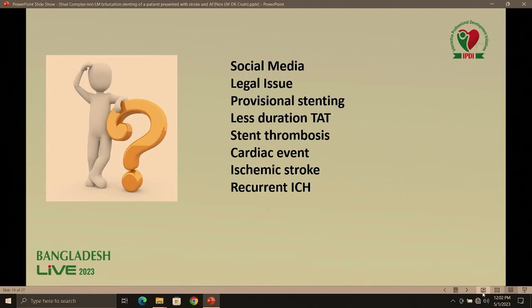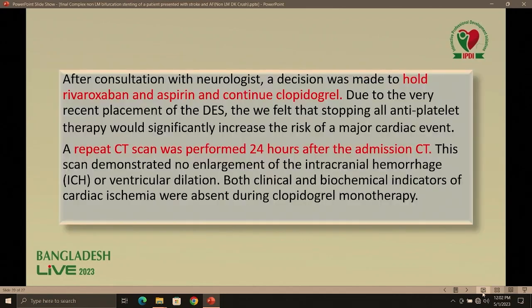There is another risk, a chance of stent thrombosis. There is a new cardiac event. There is a chance of ischemic stroke as the patient has atrial fibrillation and the stroke score is 5. And there is a chance of recurrent intracranial hemorrhage also. Then how will we treat this patient now?